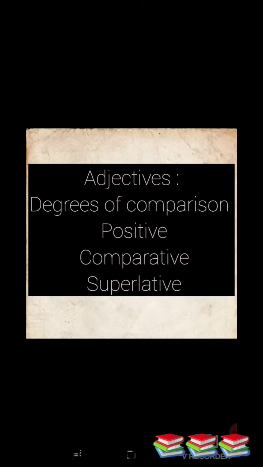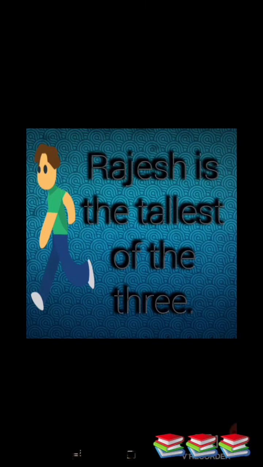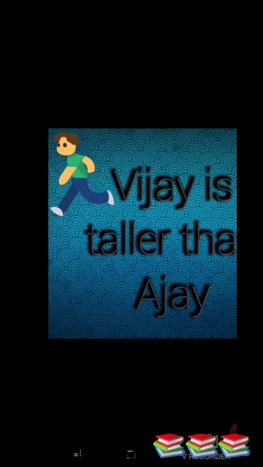Before discussing my topic, I would like to discuss 3 sentences. From those sentences, you will come to know the difference between positive, comparative and superlative. First is, Rajesh is the tallest of the 3. Here you can see that I use the EST form of 3, meaning I am comparing Rajesh with more than 2 personalities.